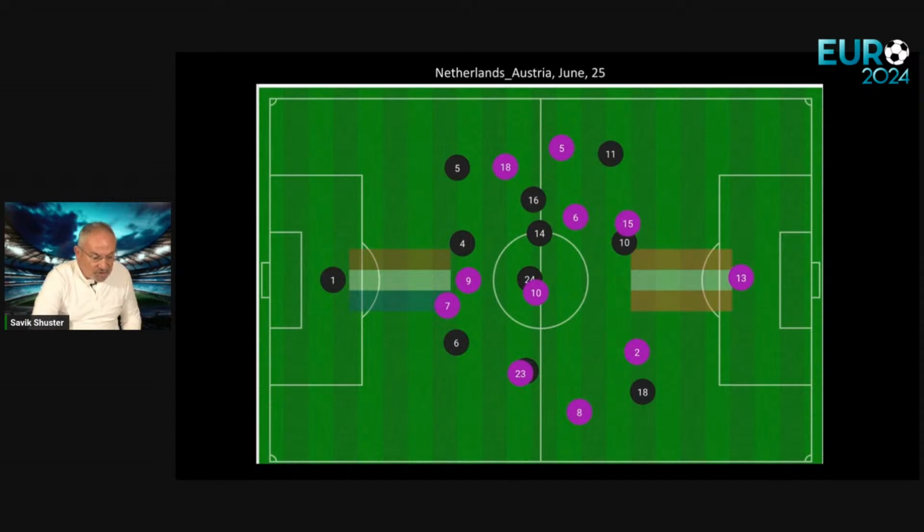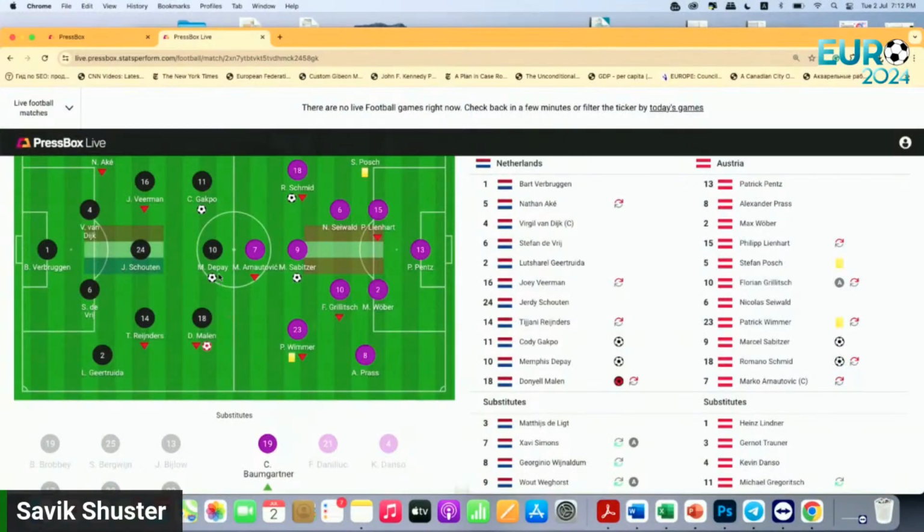So again, we look at what Holland looked like that time. It was again Depay, it was again Gakpo, it was now Malen. Malen is a right winger. He is quick. He was very unlucky in that game because he scored a goal into his own net.